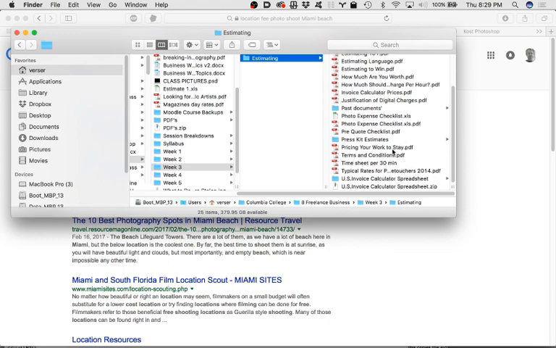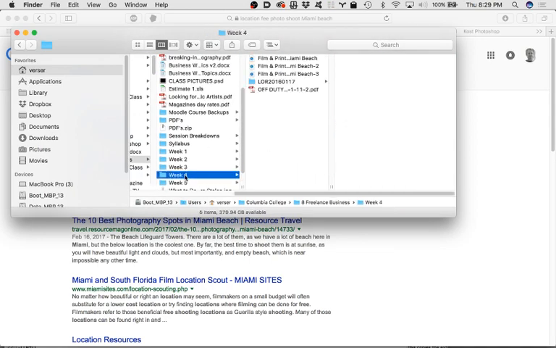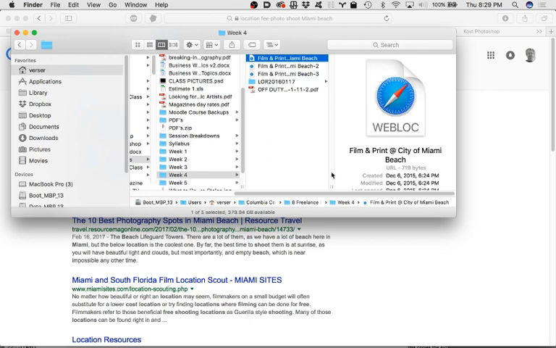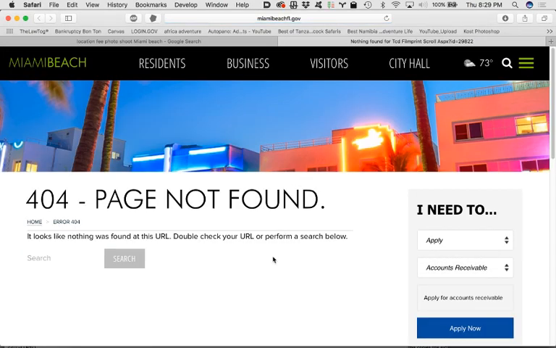So did you find it? I found the website where it tells you that you don't need one, but you need insurance, like one liability. Here. So yeah, film and print, City of Miami Beach. So let's click on that. It says nothing is found here. Miami Beach residents, visitors.